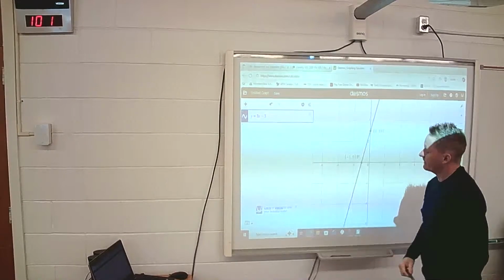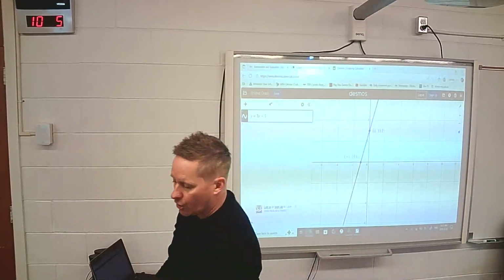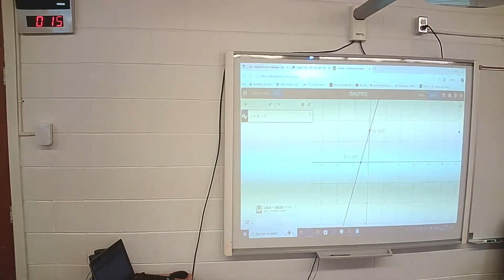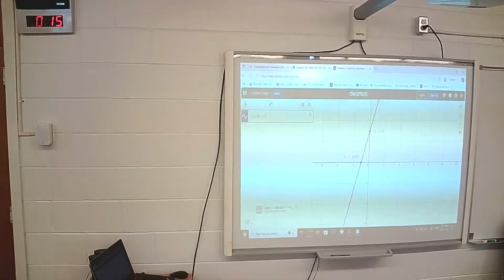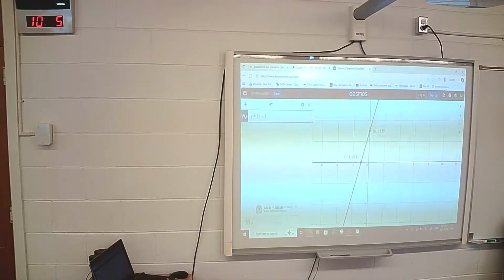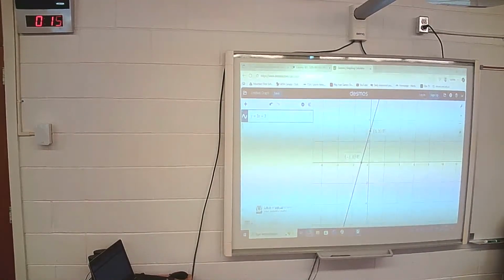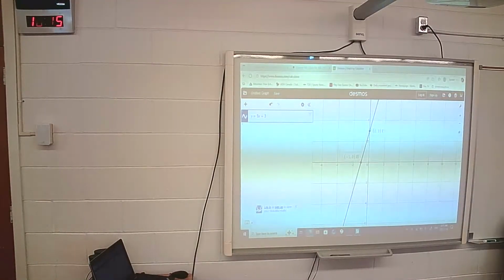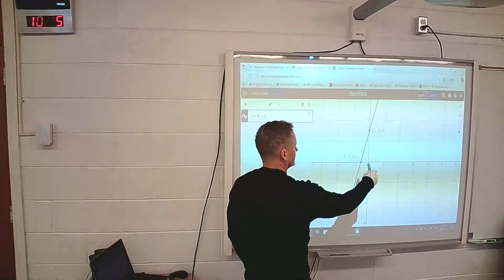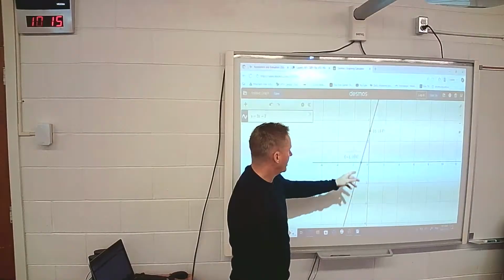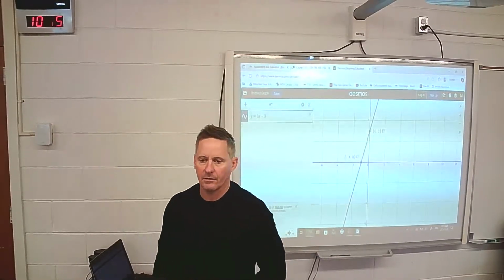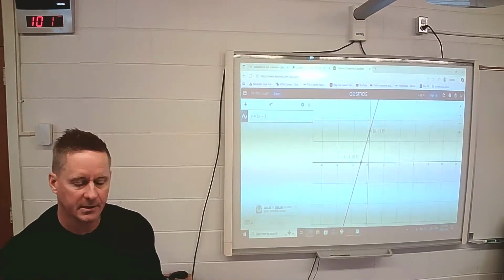All right, so I've identified two coordinates on this line, and I want to find out how steep that line is. I want to find the slope of that line. So the first coordinate I have is 0 and 3. The second coordinate I have is -1 and 0. And I want to find out what the slope is of that line.